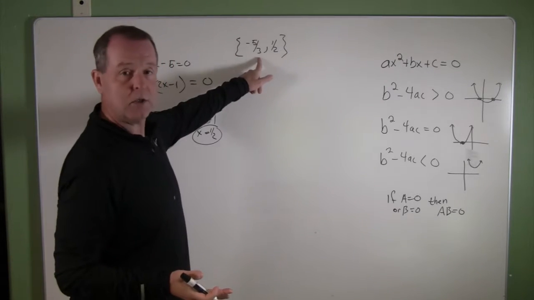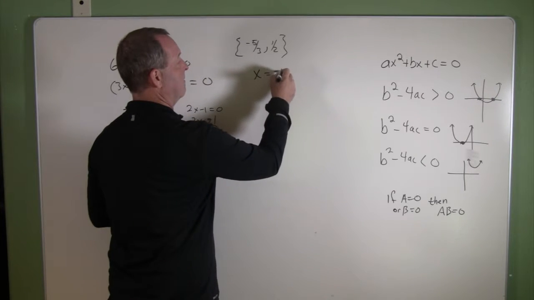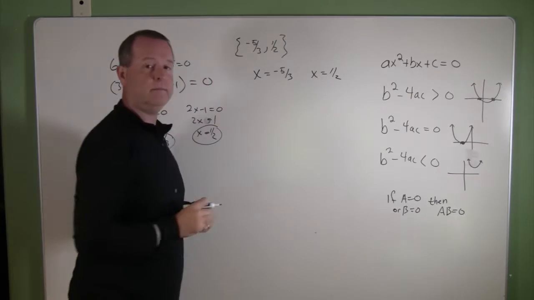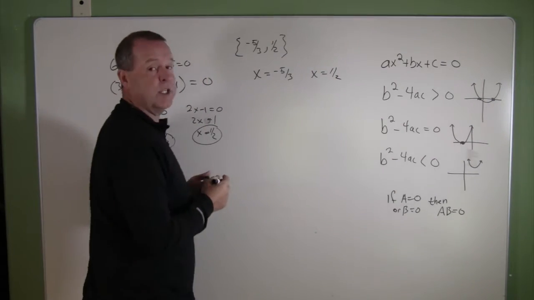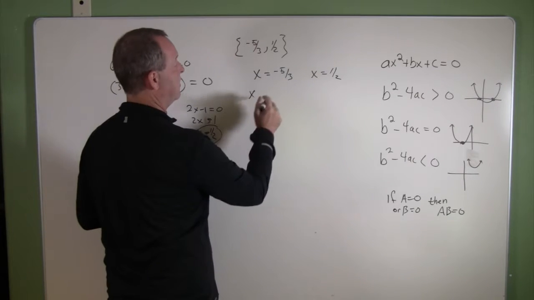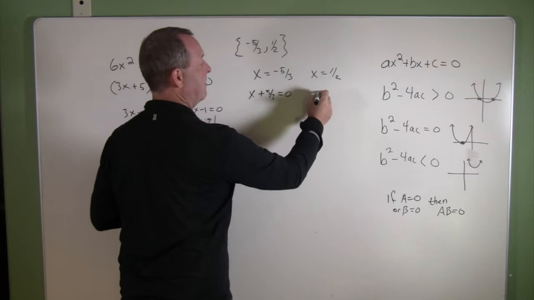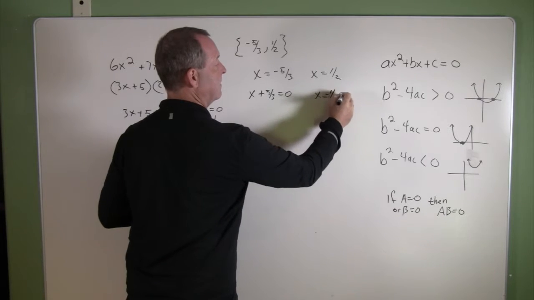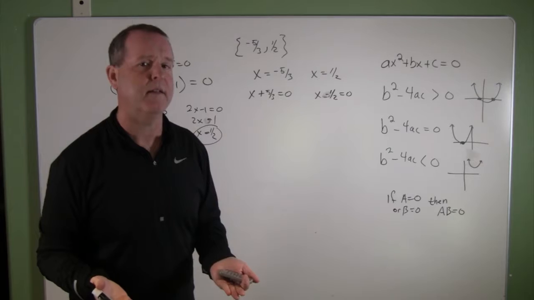Well, we know that these are solutions for x. x equals minus 5/3, x equals 1/2. I want to turn those into equations that equal 0. So x, add 5/3 to both sides. Subtract x, or 1/2, from both sides. Now I know this feels kind of awkward. We're not used to going in this direction.